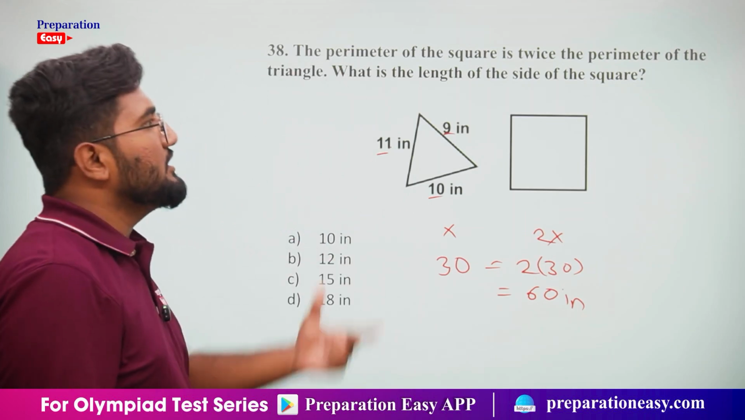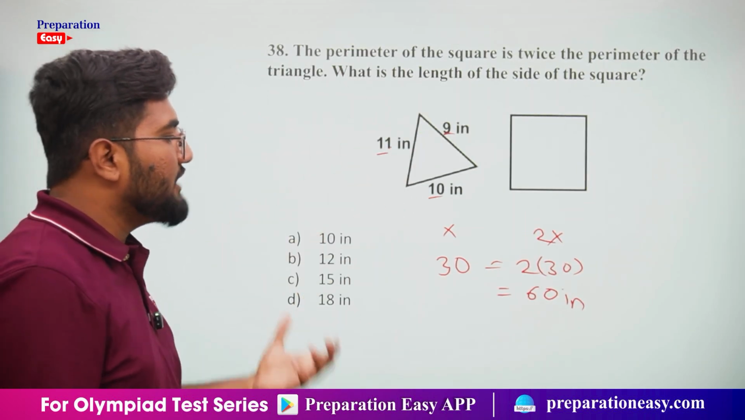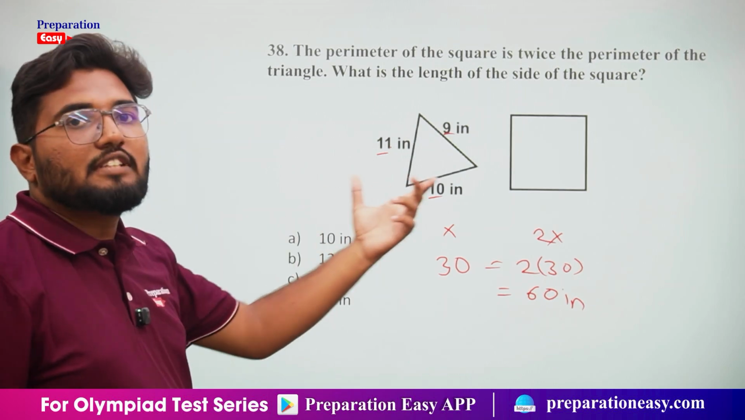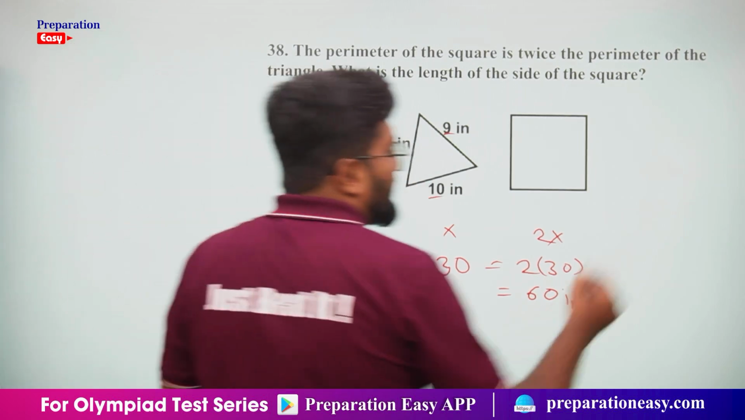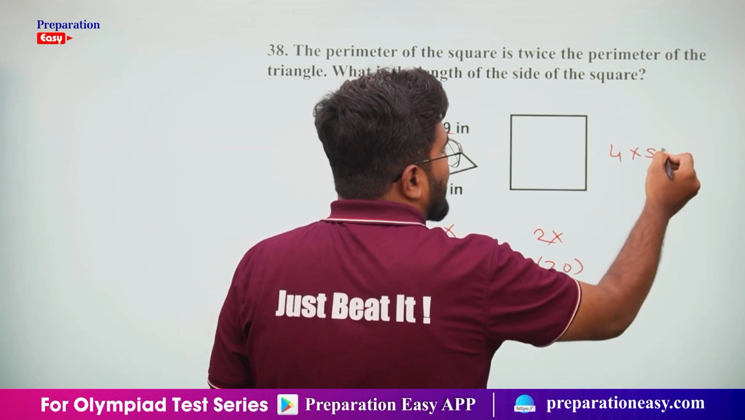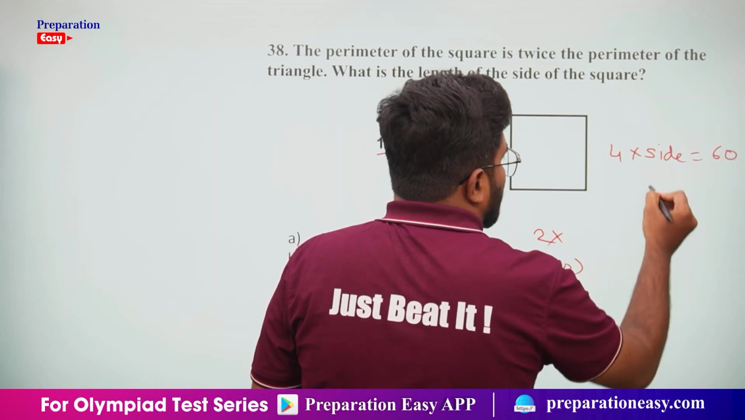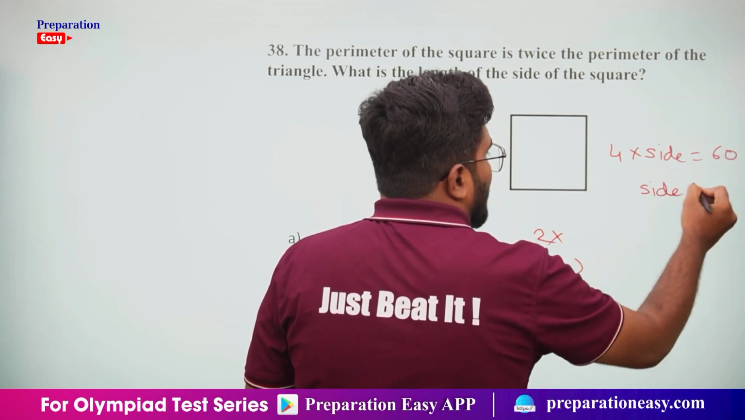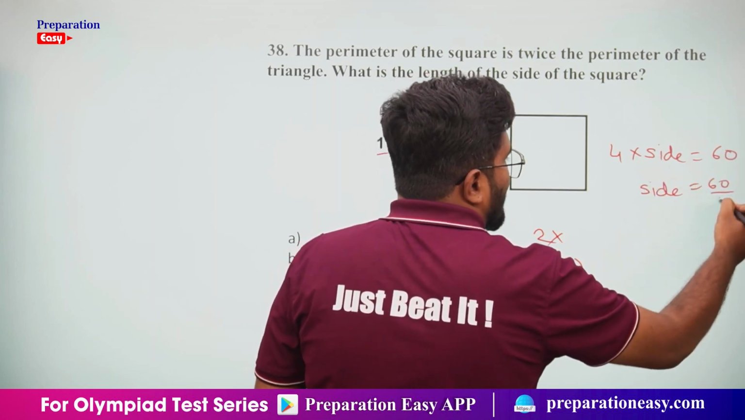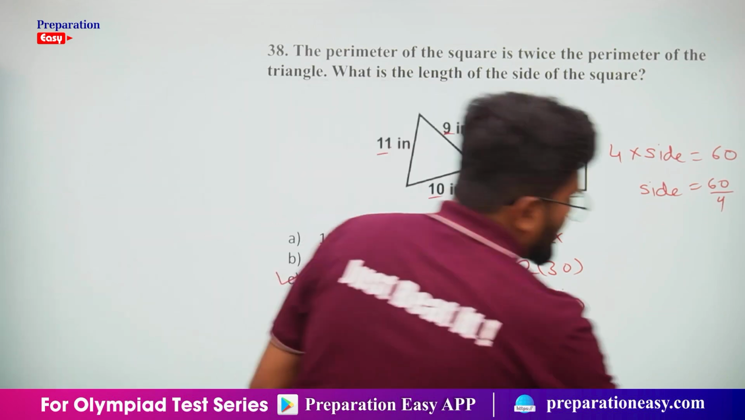Okay, 60 inches. What is the length of the side? We have to find the length of the side of the square. What is the formula for the perimeter of a square? That is 4 multiplied by side, which equals 60. So each side will be 60 divided by 4, that is 15 inches. Okay, next question.